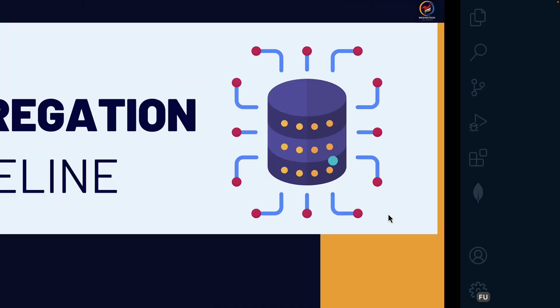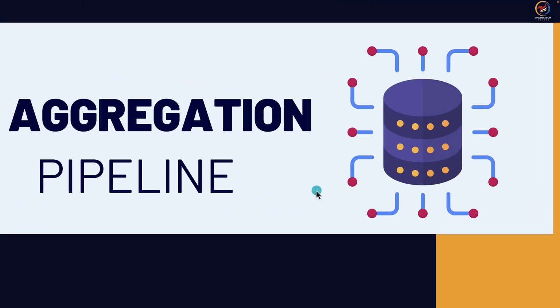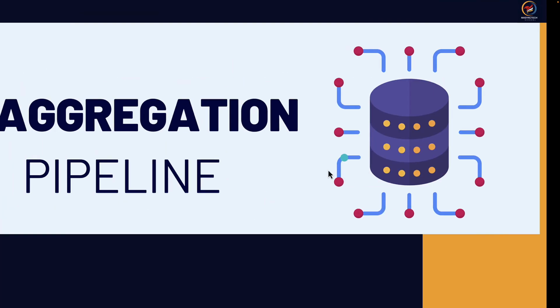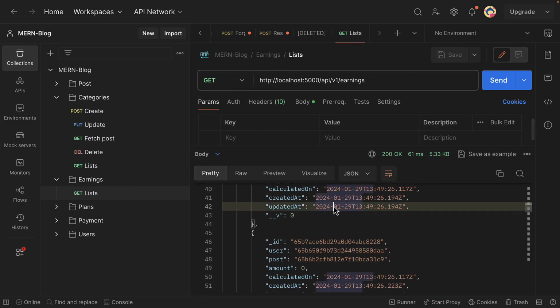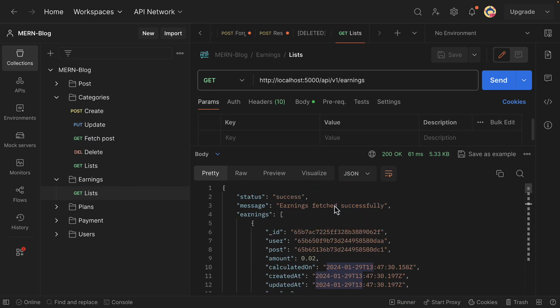This is where we're going to use what is called an aggregation pipeline in MongoDB. When we say aggregation pipeline, it's a sequence of stages that processes data records and returns computed results. So for this one, we can have many stages. Let's go ahead and implement that.